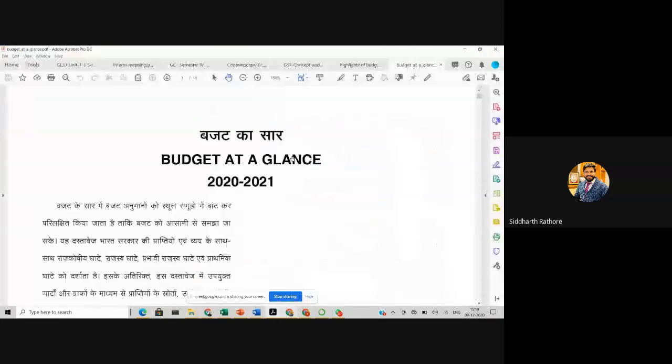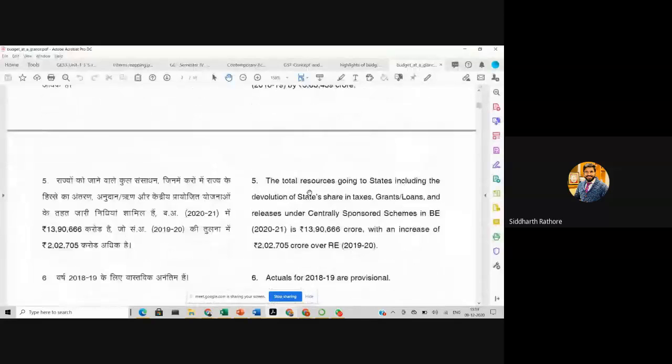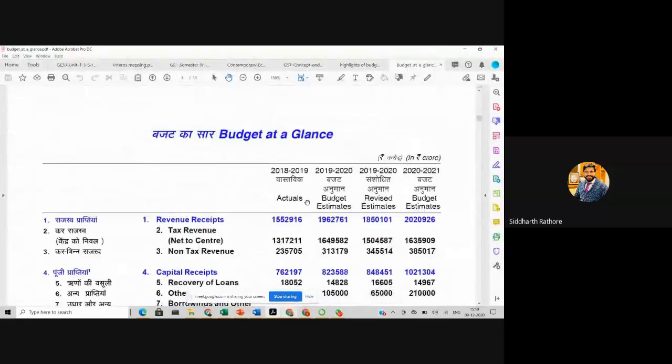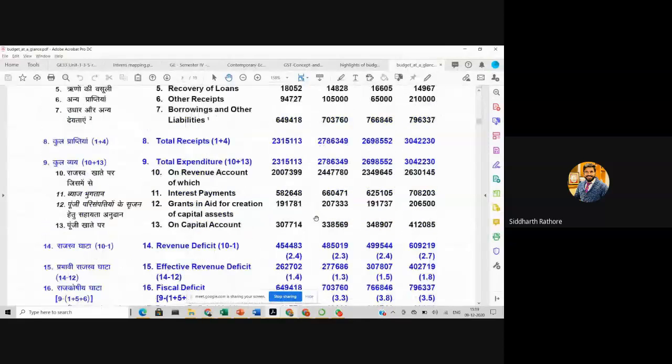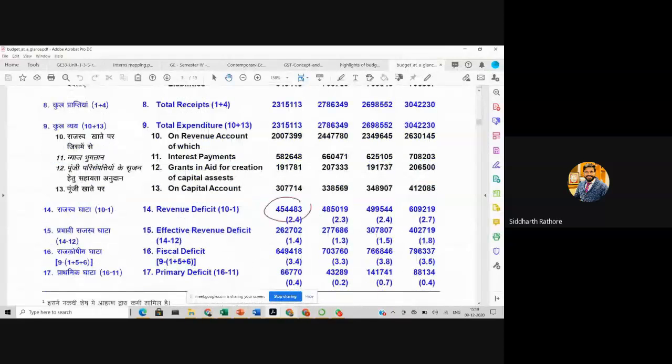Budget at a glance. So this is the first document that you will study. So these are the numbers that will be given to you, and you will be asked to find out this, this, and this. See, this is simple arithmetic that you need to do, and you need to know what 13 is, what 11 is, what 14 is. So simple basic arithmetic is required.